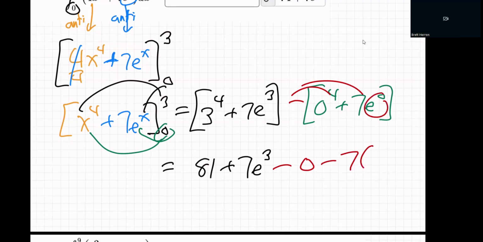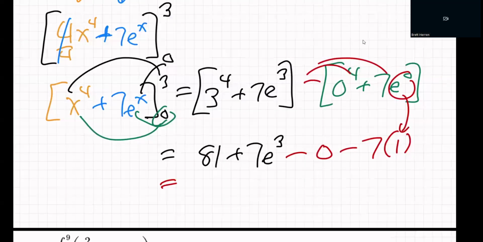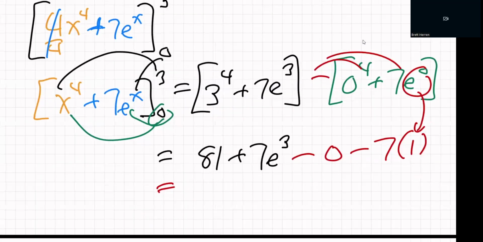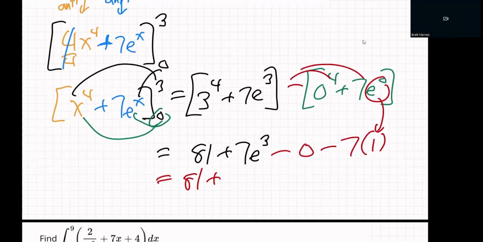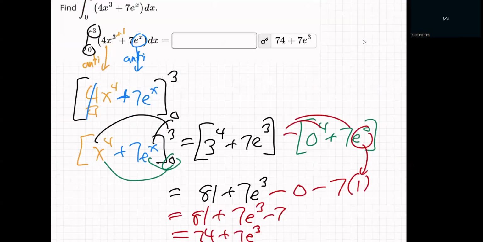What is e to the 0? Anything to the 0 power is 1. So in the end here, it becomes 81 plus 7e to the third minus 7. All right? And 81 take away 7 was 74, plus 7e to the third. I think that's our answer. Yep, 74 plus 7e to the third.